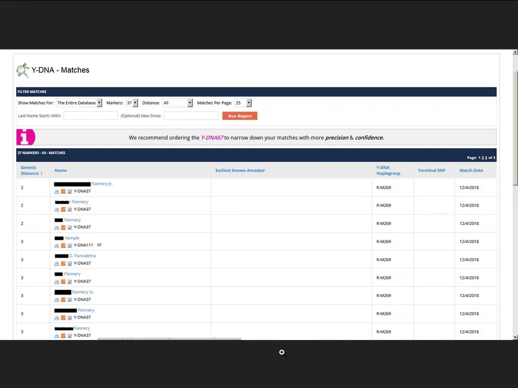But the problem is, none of them have filled in their earliest known ancestor. All of the Flannerys have only bought the very basic 37 marker test. Mr. Kemple is the only one who's bought the 111 marker and the Family Finder. And none of them have done any SNP testing. So the Flannery project was one of the very early Y-DNA projects in Ireland. It was very successful in recruiting people. It got all these state-of-the-art 37 marker tests done maybe 15 or 20 years ago. And nobody has really made any progress since in terms of fitting the Flannerys into the bigger haplotree, the bigger tree of mankind.